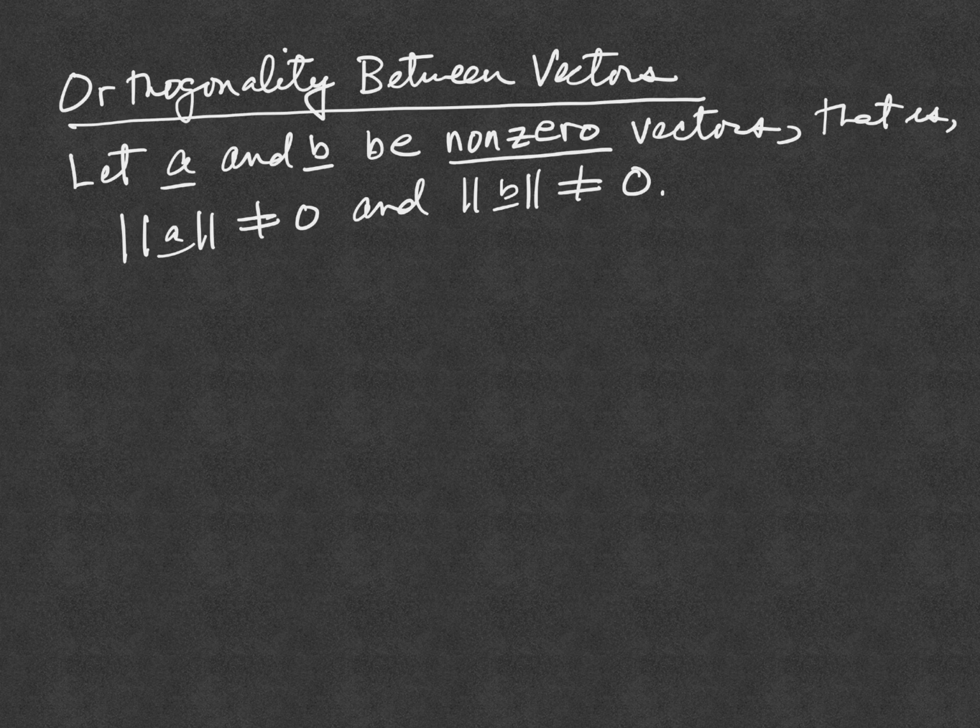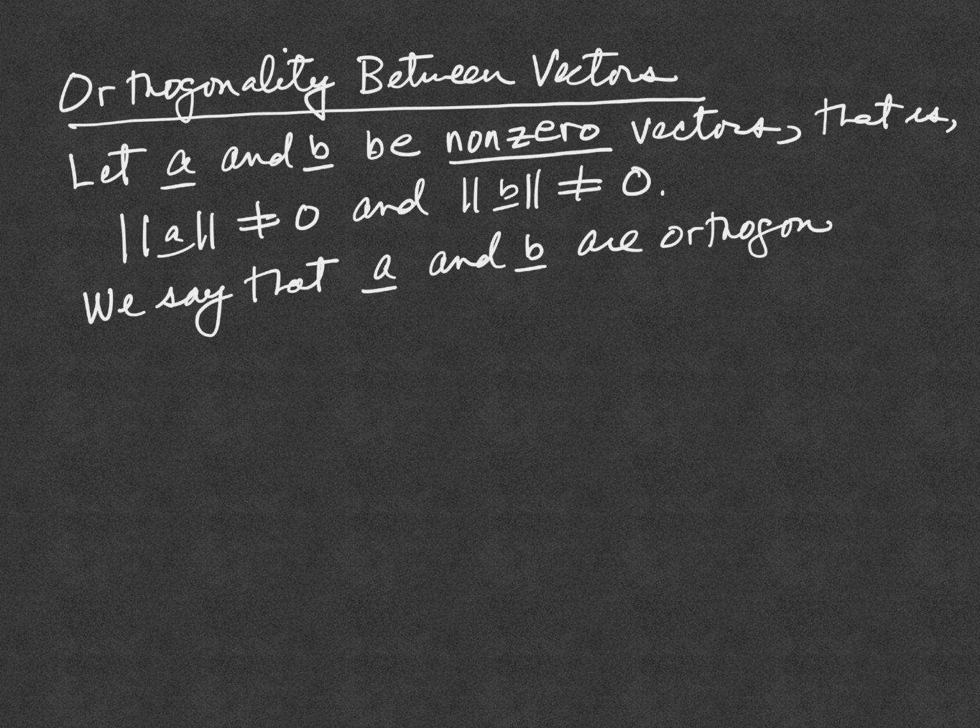Now, if that's the case, we say that A and B are orthogonal if the following condition is true: A dotted with B is equal to 0. So that's the definition of orthogonality. And remember that it's really important that neither A nor B have 0 magnitude. Because if either one of the vectors has 0 magnitude, this condition doesn't have a whole lot of meaning because you're just taking the dot product of A with 0.